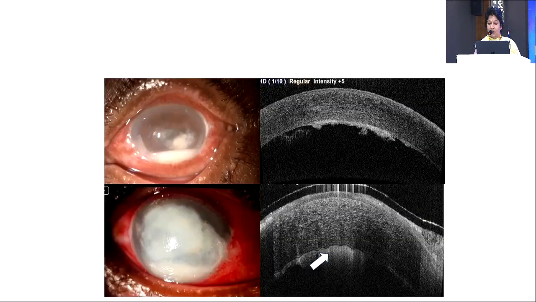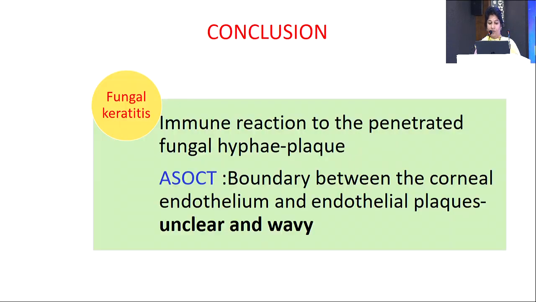So these are the slides showing the clinical and ASOCT images where the border is wavy between the endothelial cells and endothelial plaque. So the conclusion of this study: in fungal keratitis, there is an immune reaction to the penetrated fungal hyphae, which results in production of the endothelial plaque, which shows a wavy and unclear boundary in ASOCT between the endothelial cells and endothelial plaque.